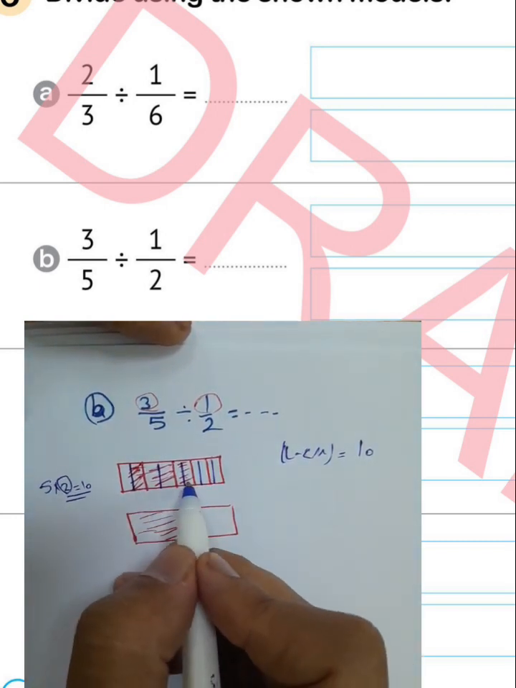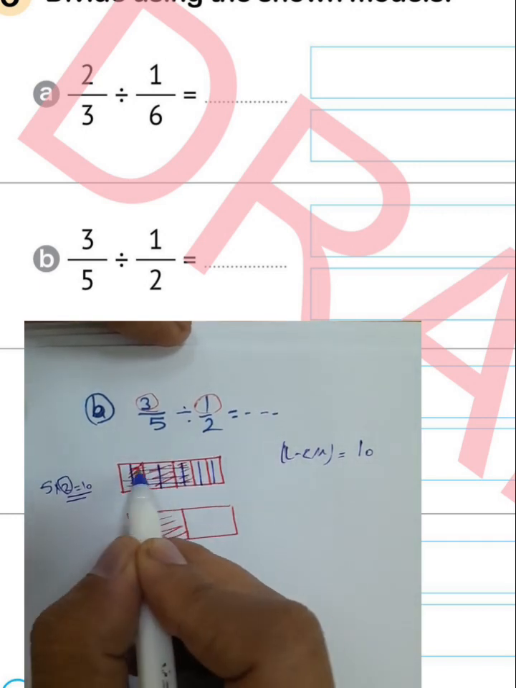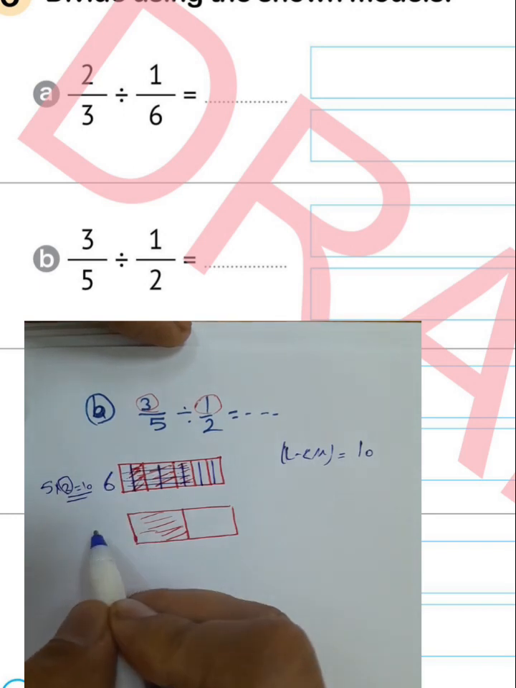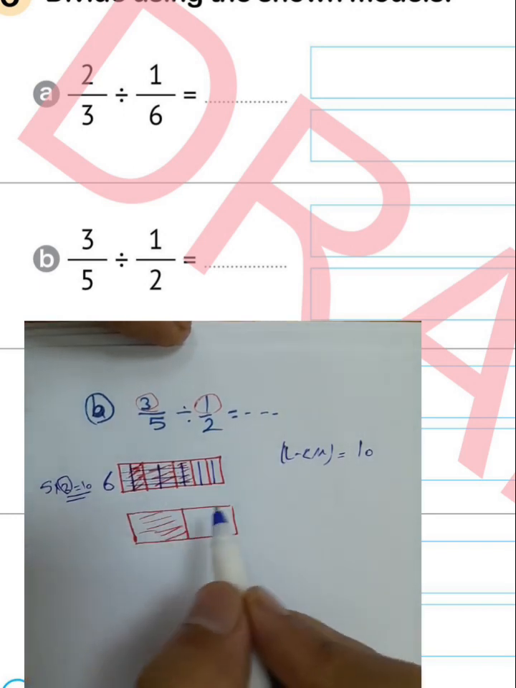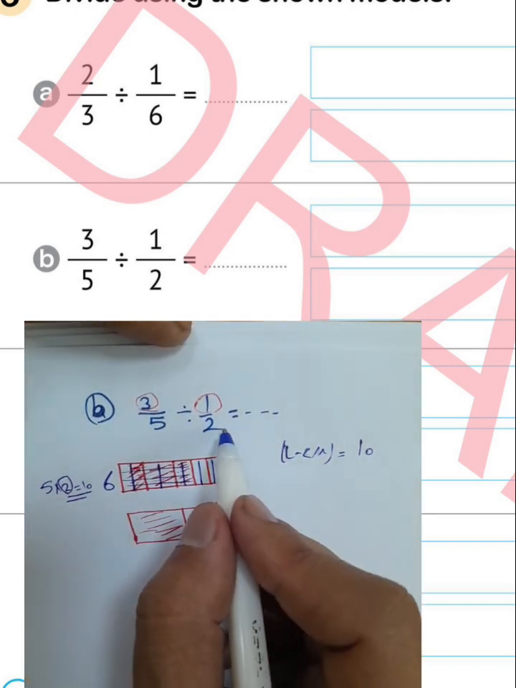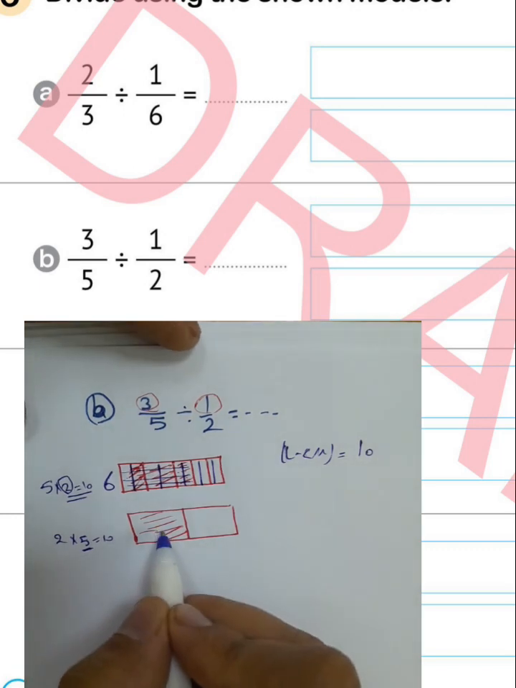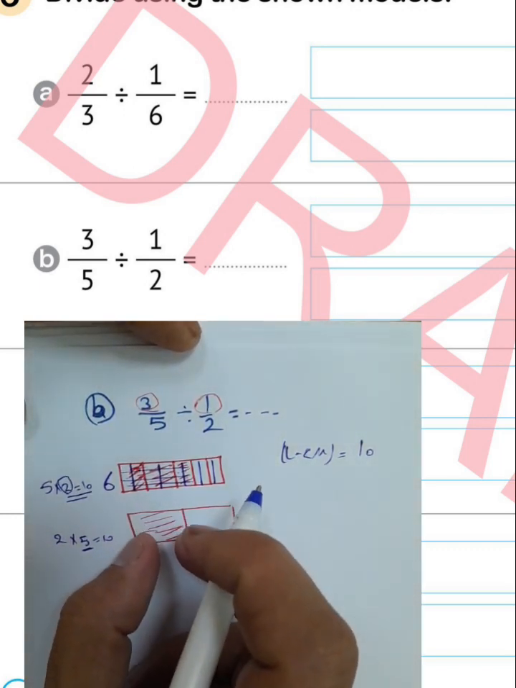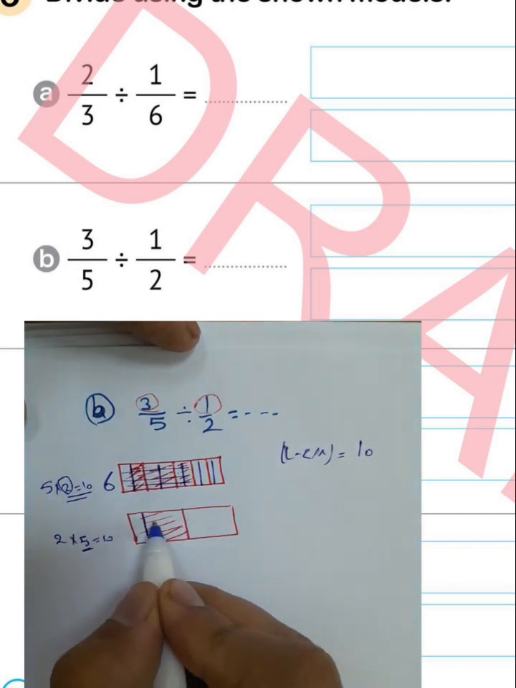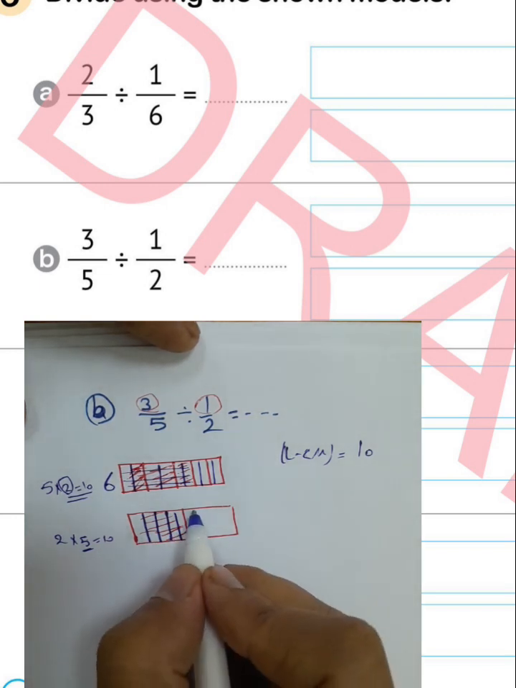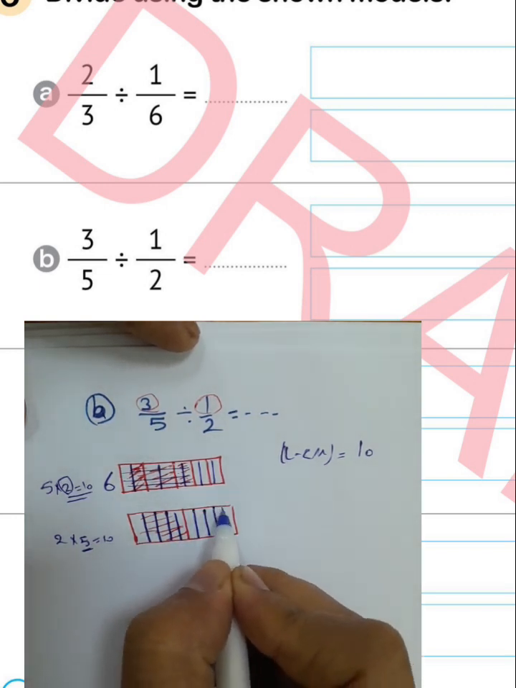Then how many parts are colored here? It's colored 1, 2, 3, 4, 5, 6. We have 6 parts colored here. And here 2 times what equals 10? We know 2 times 5 equals 10. Then you will divide each part into 5 parts. Okay, each part we will divide into 5 parts: 1, 2, 3, 4, and 5.